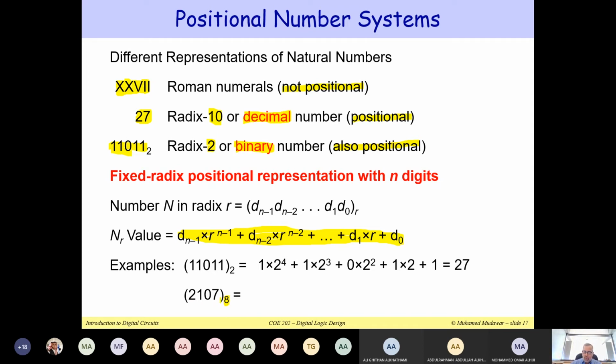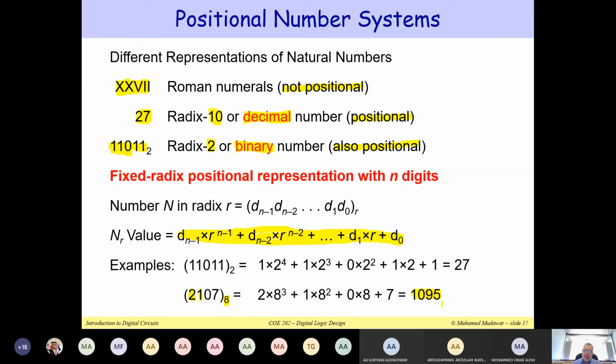So if you look at this number here, 2107, this is 7 multiplied by 1. This is 0 multiplied by 8. This one is multiplied by what? 8 to the power 2, yes, it's 64. And this 2 is multiplied by what? 8 to the power 3. So just do the math and you will get the number 1095. So the decimal value of 2107 in octal is 1095.